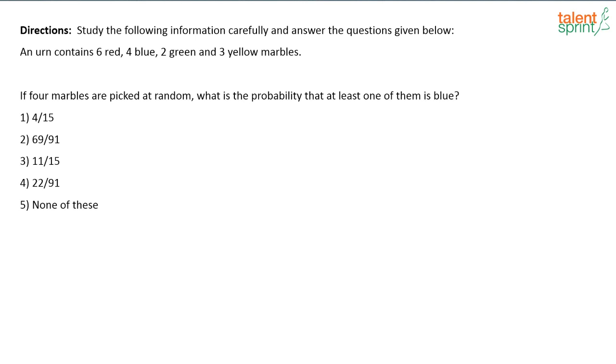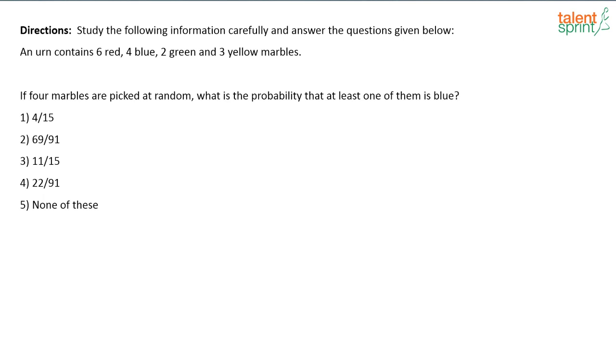Study the following information carefully and answer the questions given below. An urn contains 6 red, 4 blue, 2 green and 3 yellow marbles. If 4 marbles are picked at random, what is the probability that at least one of them is blue? Yes, so when they say in the question what is the probability that at least one of them is blue, whenever this "at least" comes, the easier way to solve it is to find the probability that none of it is blue and subtract that from 1, correct?